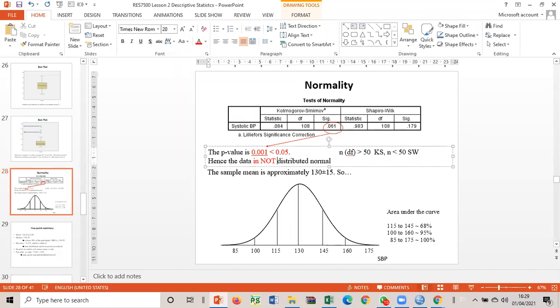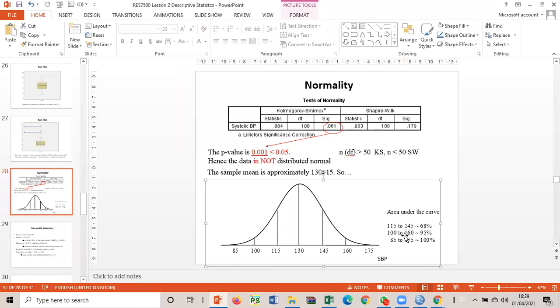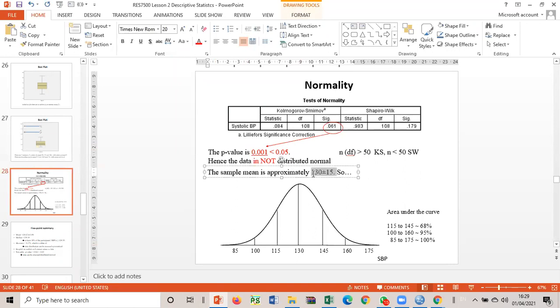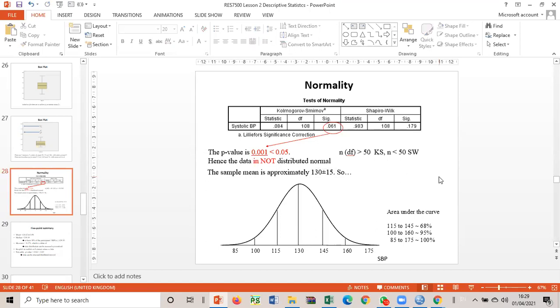Normal means what? It must be symmetrical. It must be bell-shaped, and the area under the curve must cover the standard areas. When a person says my data is distributed normal, number one, it means symmetrical. Number two, bell-shaped. And based on the mean and standard deviation, we can imagine what the cut points are. So this assumption is very, very important for most analysis. So you must know how to recognize this.